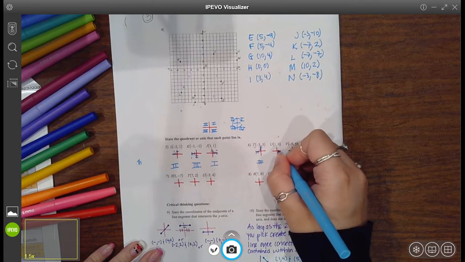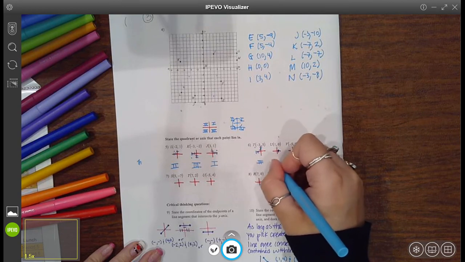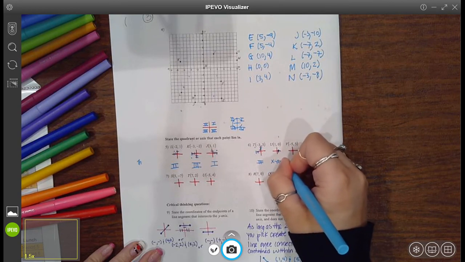Over 1, up nothing is right there. This isn't in any quadrant. It's between quadrants 1 and 4. It's actually directly on the x-axis.